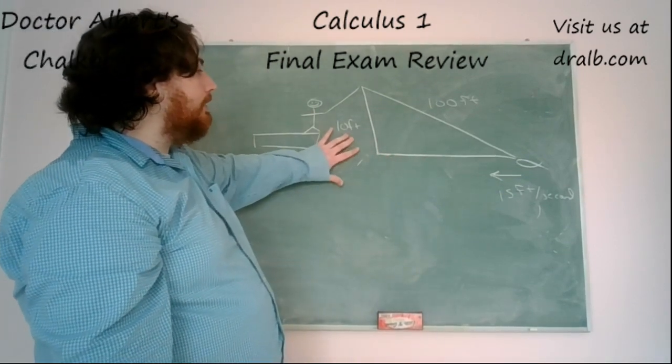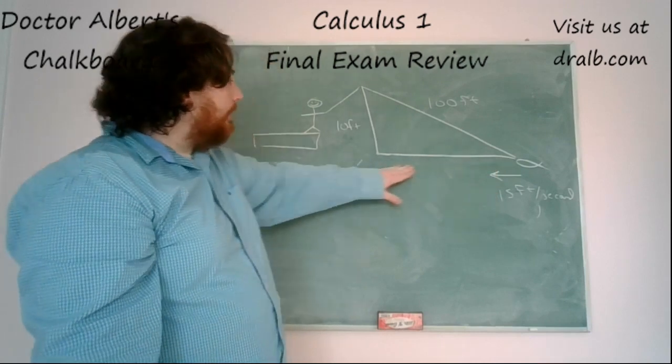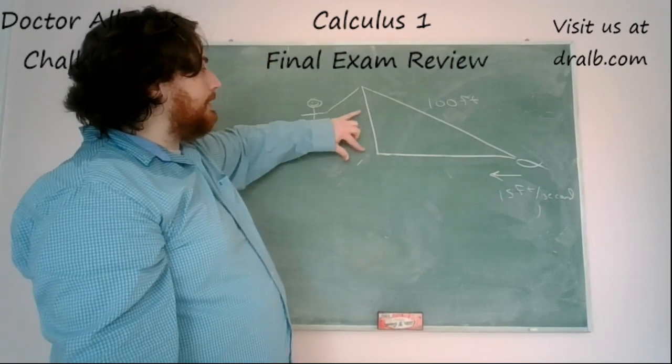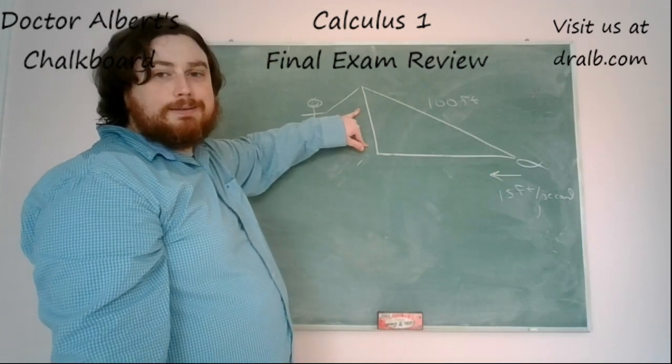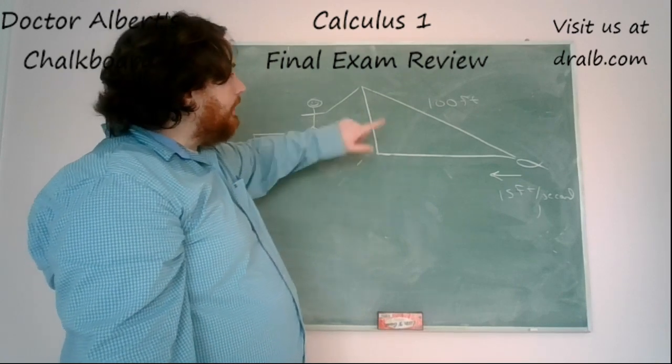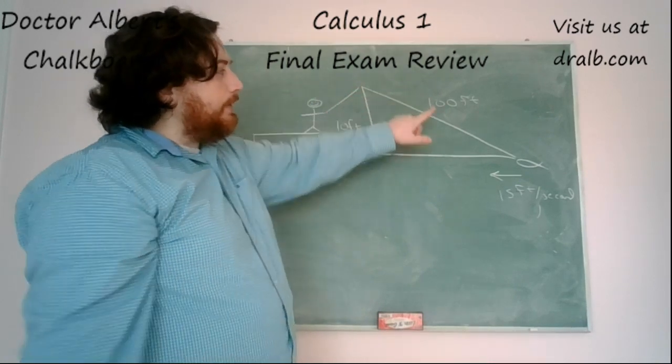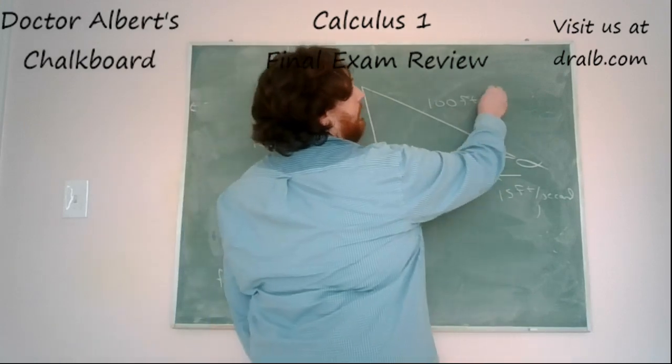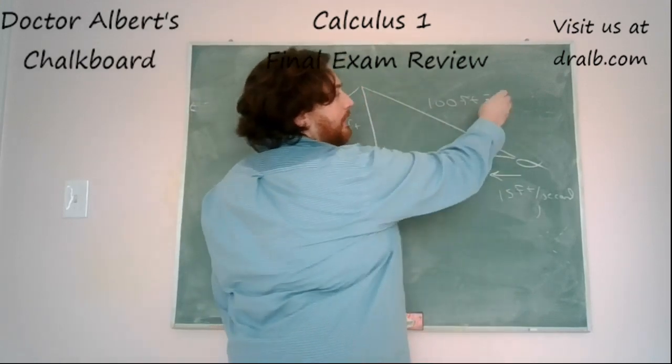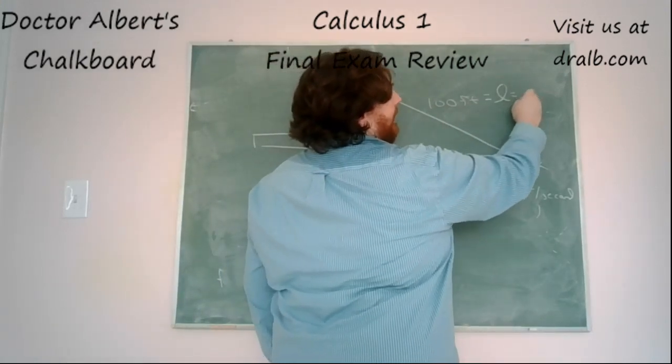If I look at the 10 feet, notice that the fish is swimming horizontally, the pole is staying in the same spot, so the 10 feet is going to stay constant. So I don't need a variable there. I am reeling the line in, so this 100 is going to change. So I need to call that something. So let's call that line length, or L.